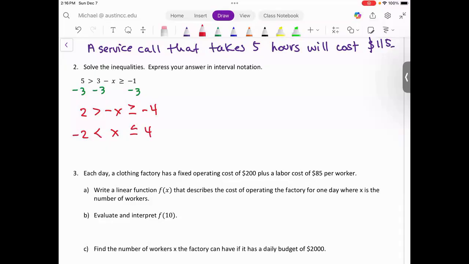And that is our interval notation. No, I'm sorry, that is not interval notation. That is our inequality notation. So interval notation would be from -2 to 4. We are not including -2, but we are including 4.